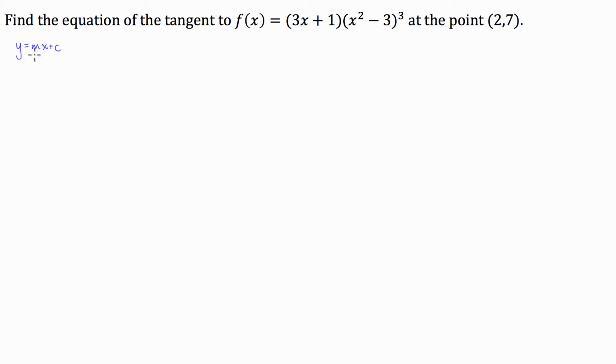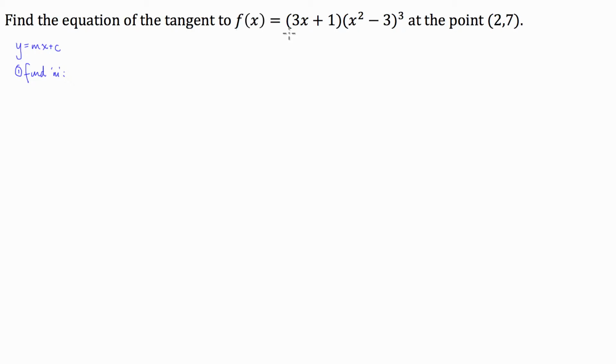So to find m, we have to first find the gradient function, or take the derivative of this function. So that's what we're going to do to start with. I'll write that down. We've got number 1, we have to find m. Okay, so we're going to take the derivative of this.